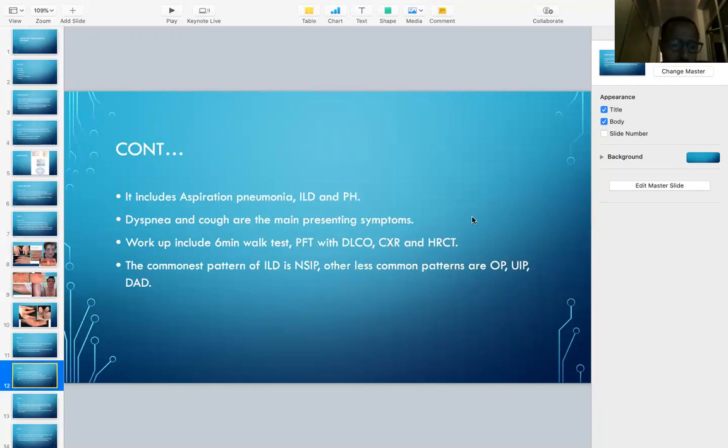The common presentation is dyspnea and cough as the main presenting symptoms, and the workup includes six-minute walk test, pulmonary function test with DLCO, chest X-ray, and HRCT, which are very important. Usually it's basal and bilateral. The lower lung parts are the ones to be affected, and the common histology pattern is NSIP. The additional patterns include organizing pneumonia, UIP, and diffuse alveolar damage.